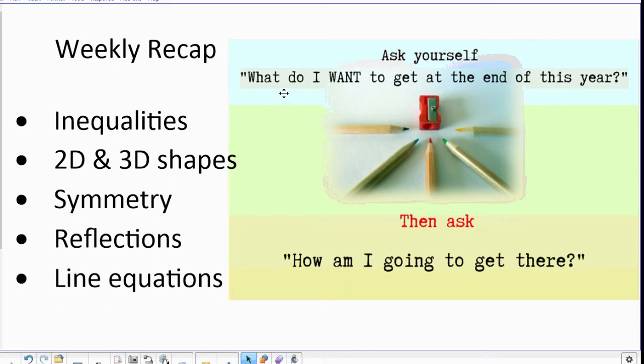Before we start, we need to get ourselves into the right mindset. So we're asking ourselves, what do we want to get at the end of this year? And then, how are you going to get there? Let's begin.